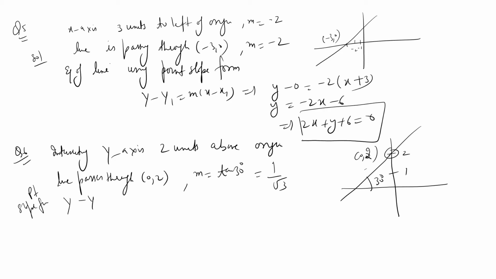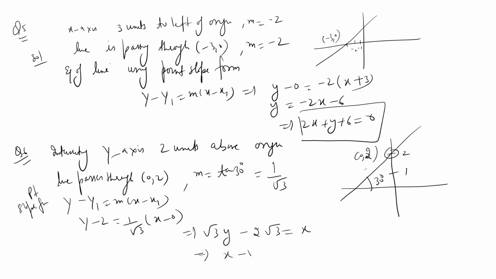y minus y1 equal to m times x minus x1, which is y minus 2 is equal to 1 by root 3 times x minus 0, which implies root 3 y minus 2 root 3 is equal to x. So this implies x minus root 3 y plus 2 root 3 equal to 0 is the equation.